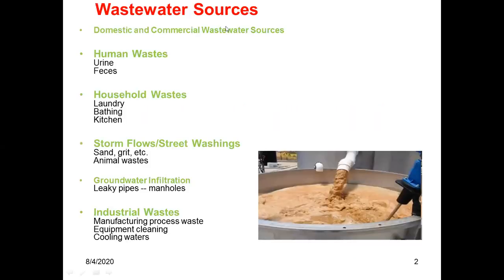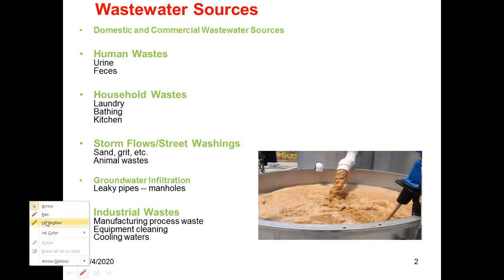Let's see sources of wastewater. Wastewater is generated from the domestic sector and institutions as well as the commercial sector. All these sources consist of human waste, including human feces and urine. And there is household waste coming from domestic wastewater, which consists of laundry wastewater and wastewater generated from the kitchen and bathing.